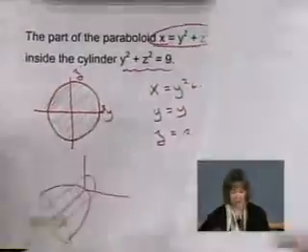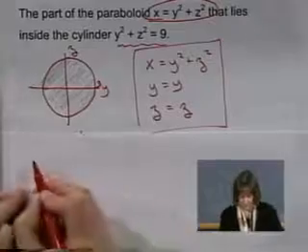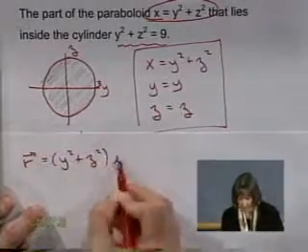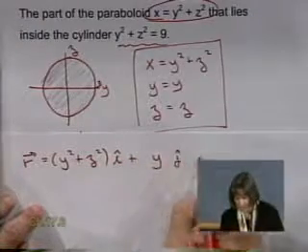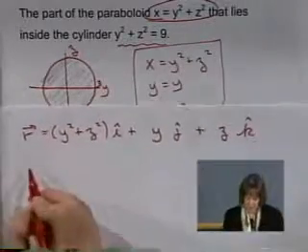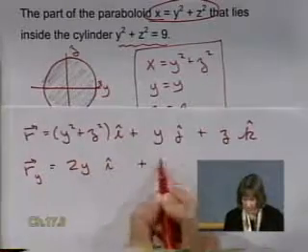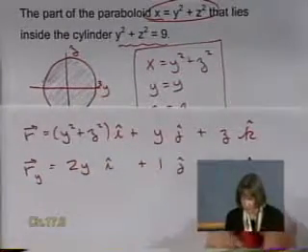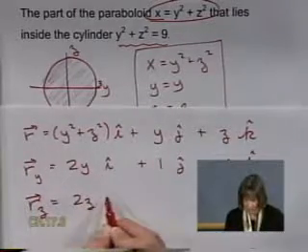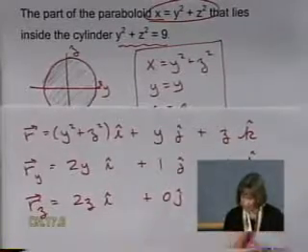So first of all, let's write our surface, which we have parametrically, as a vector. So r is y squared plus z squared times i plus y times j plus z times k. We're going to take the partial of r with respect to y and get 2y i plus 1 j plus 0 k. And the partial of r with respect to z is 2z i plus 0 j plus 1 k.